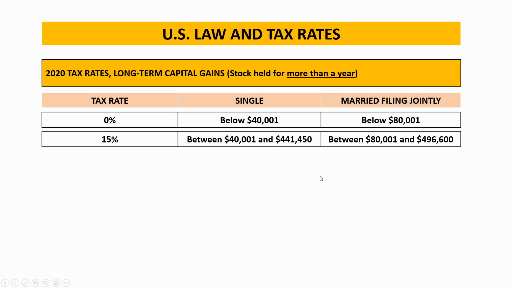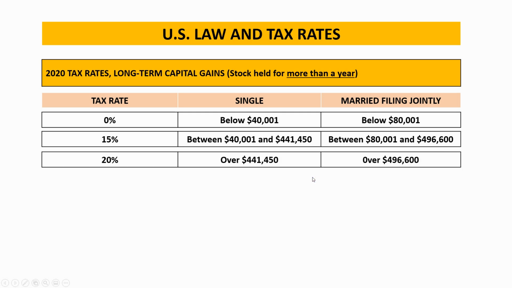But this next layer, I have not even seen in some publications. They stop up to 15%. But the reality is there is a 20% layer if your income is over $441,450, single, and if you're married, if your income is over $496,600.